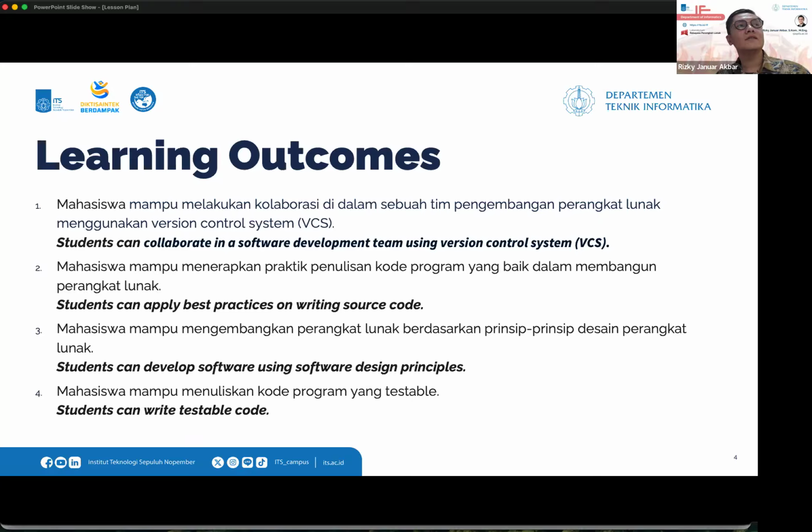Next, students can apply best practices on writing source code. As developers, you have to show your professionalism by writing good code. Yeah, code that can be understood by others, code that can be maintained, code that can be extended, and code that can be tested. So those are the best practices on writing source code.